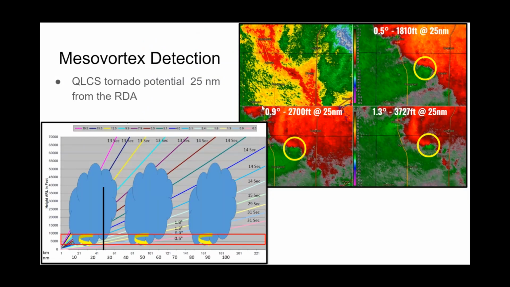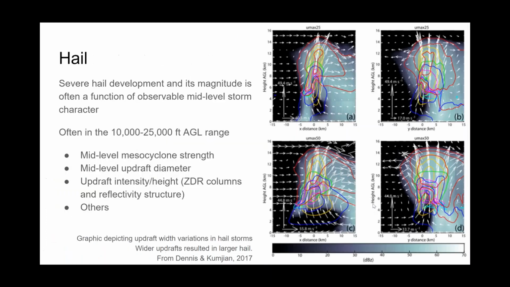One last one here, same story once again. Not too impressive at half degree, but you could get some lead time on this tornado if you were watching at 0.9 and 1.3. And so you want those frequent updates at those levels. That's at 25 nautical miles for this one.